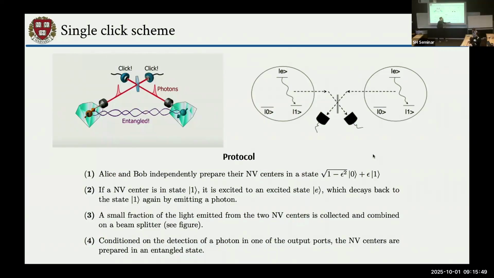Okay, so we start out by preparing each of these 2 people, Alice and Bob. They prepare their NV in this superposition, where this epsilon is a small number. After that, they excite, because 1 goes up to the excited state, it's going to decay and emit a photon. And we're hopefully going to capture that photon and send it to the beam splitter. Once we then get a click in one of the detectors on the other side of the beam splitter, we're going to conclude that these 2 spins are entangled. And that's a little bit what we want to go through now.